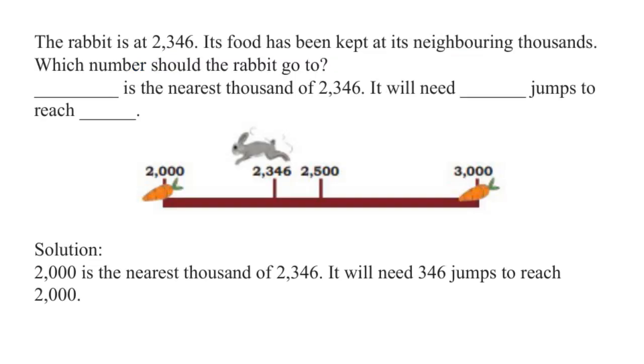Here, we're looking at the number 2,346 and figuring out which thousand it's closest to. The rabbit starts at 2,346, but its food is stored at the nearest thousand. So, which number is that? It's 2,000, the closest thousand below 2,346. To get there, the rabbit will need to make 346 jumps. This helps us understand rounding numbers and counting the steps between them.